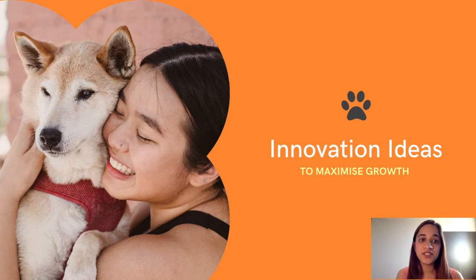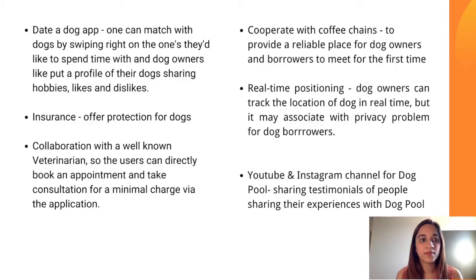Now, coming to some innovation ideas that we have suggested for your business to maximize its growth and increase user base. One of our favorite ideas is the Date a Dog app, where the dog owner can put up the profile of their dog, sharing its hobbies, likes and dislikes. Similarly, a dog lover can put their profile on the app, expressing why they want to meet a dog and what their available time slots are. The automated system of the app would match the two users and fulfill the mutual needs of both parties, to overall increase the benefit of the company as well as the users.